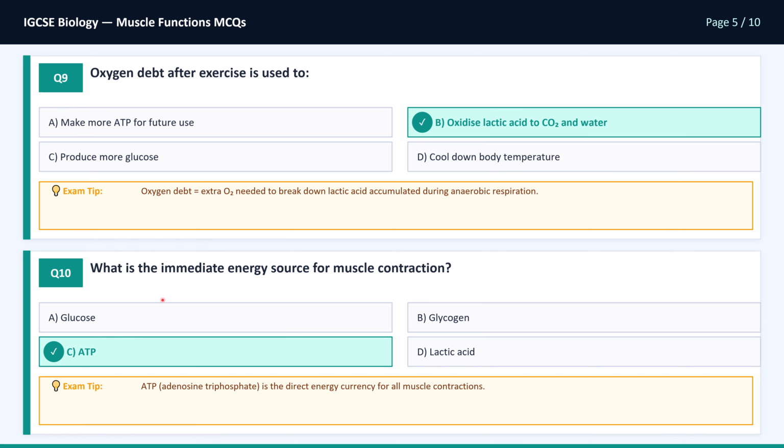Question 10. What is the immediate energy source for muscle contraction? Option A, glucose. Option B, glycogen. Option C, ATP. Option D, lactic acid. And the correct option is option C, ATP. Exam tip: ATP, adenosine triphosphate, is the direct energy currency for all muscle contraction.